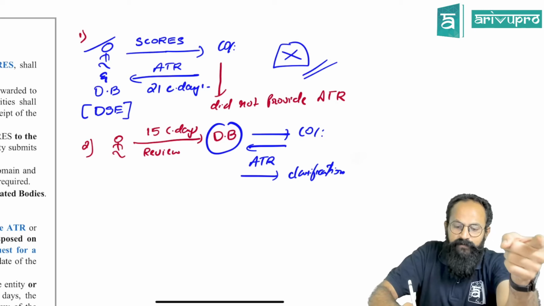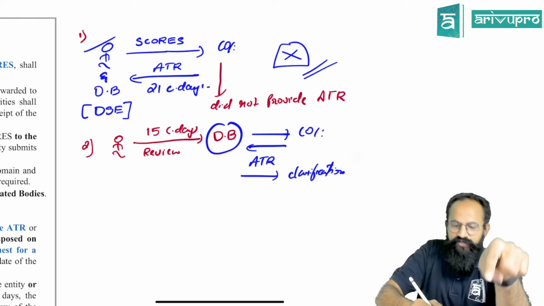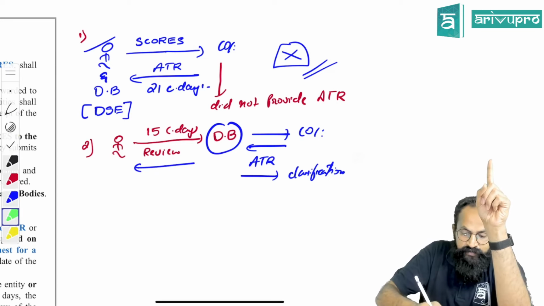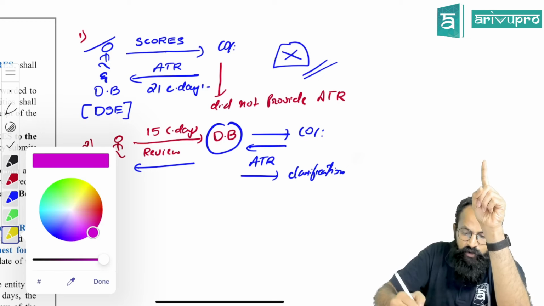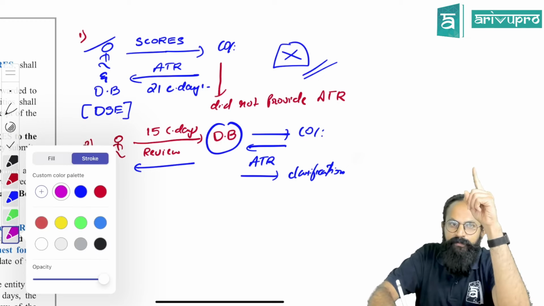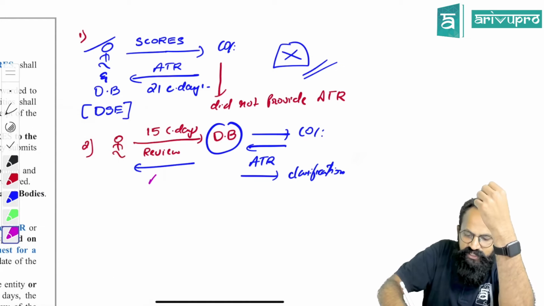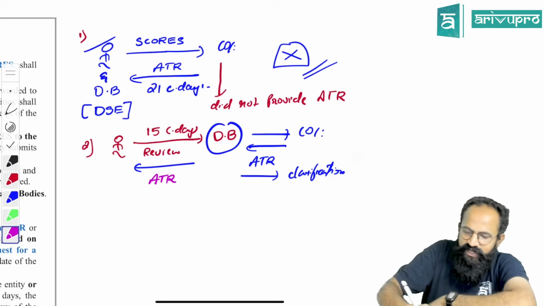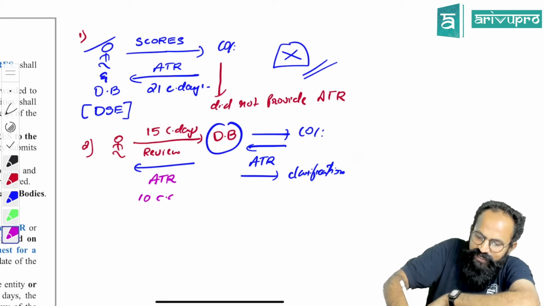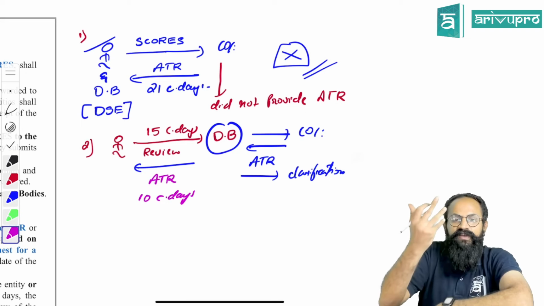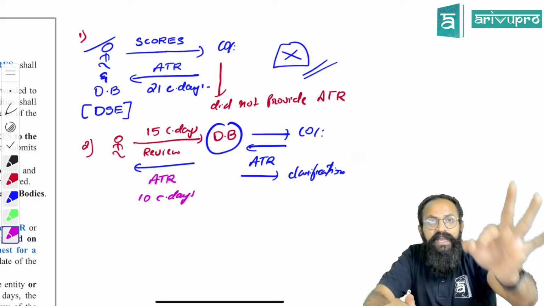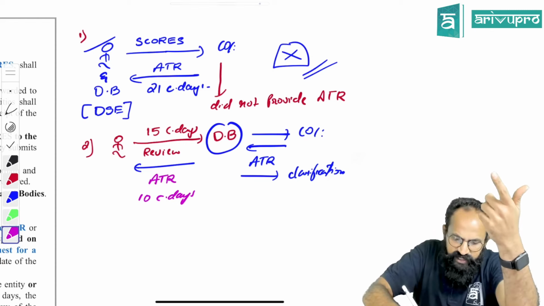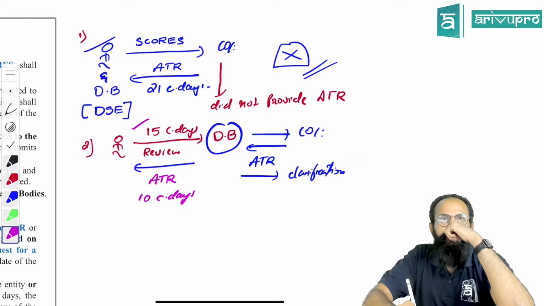Because whenever the investor has asked for a review, the DB has to reply to this. That is, it has to submit. Now see here, people. Who will submit the action taken report now? In the first place, the ATR was submitted by the company. In the second place, the ATR will be submitted by the designated body to the investor. And within how many days? It will be submitted within 10 calendar days. Ten calendar days from when, sir? Ten calendar days from the day you have sought the review. You have sought the review? Yes, sir. From that day, your 10 days will start.